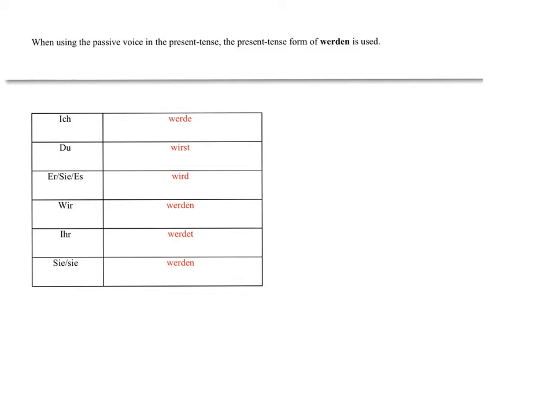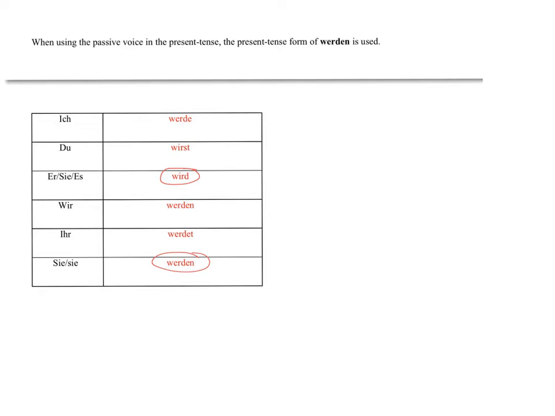So most of those examples used the singular or plural form. So we used wird and werden in a lot of those examples, and that's because those are the most common ways that you're going to be using the passive voice to talk about one item or plural things that are being done.